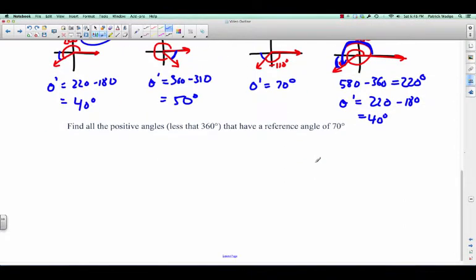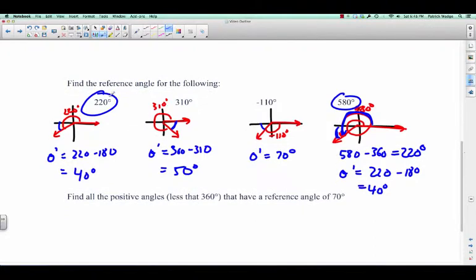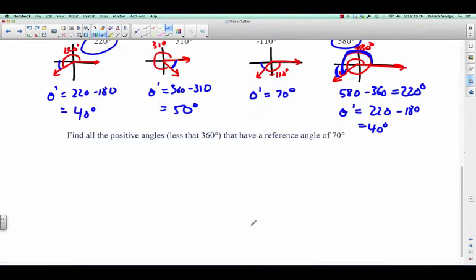Alright, last thing. Find all the positive angles less than 360 degrees that have a reference angle of 70. So now we're doing the opposite. In the last one, I gave you the angle and I asked you to find the reference angle. In this case, I'm giving you the reference angle and I'm asking you to find all the angles that have that reference angle. How many are there going to be if it's less than 360? 4. It's going to be 1 in each quadrant.